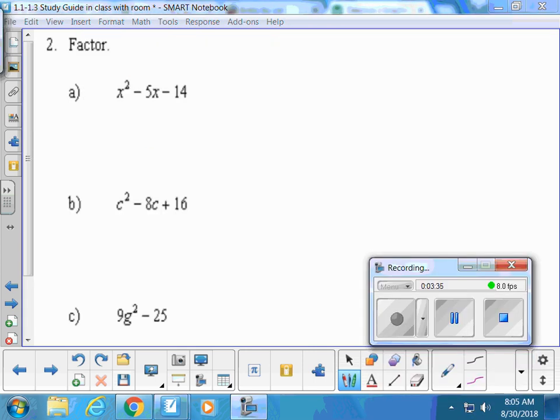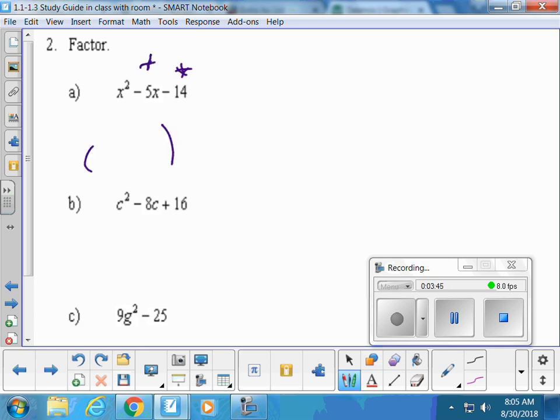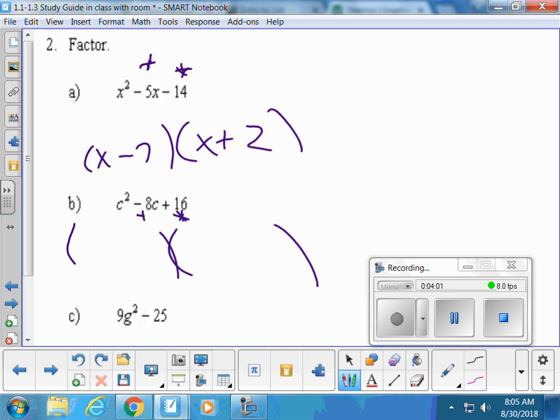All right, let's try 2 part A. What numbers will multiply to give us that -14? We also need those 2 numbers to add up to a -5. What did we go with? Here we go. -7, +2. Does that go pretty well? All right, part B, we're looking for 2 numbers to multiply to get a +16 that would add to get a -8. So beware, this one's going to have to be a double negative. The only way you can multiply to a positive and add to a negative is a double negative. We're going a -4 for both.